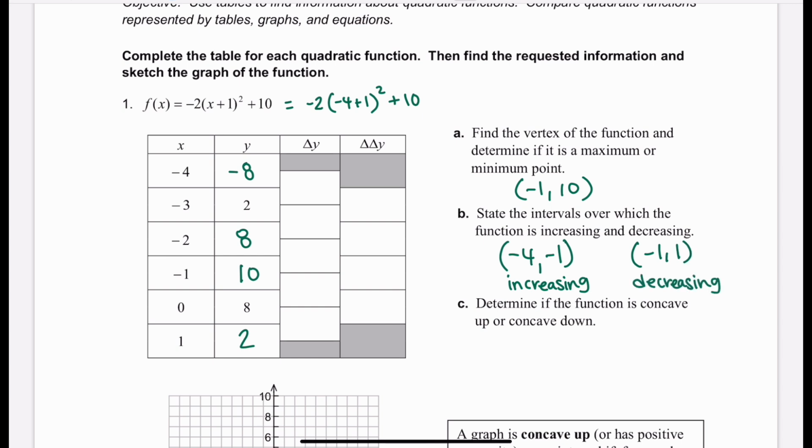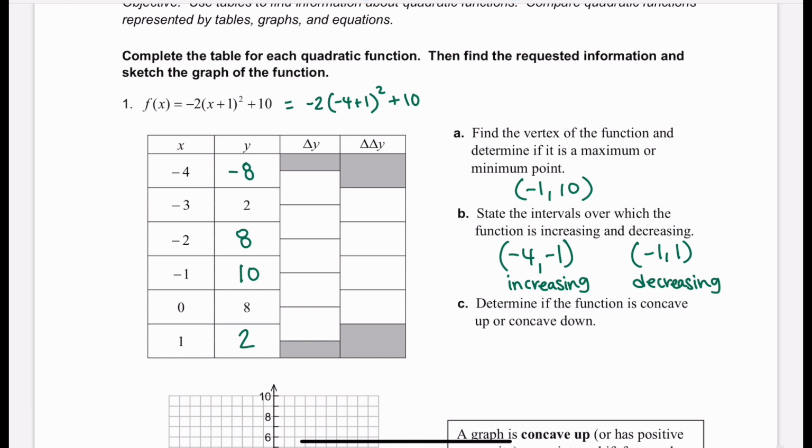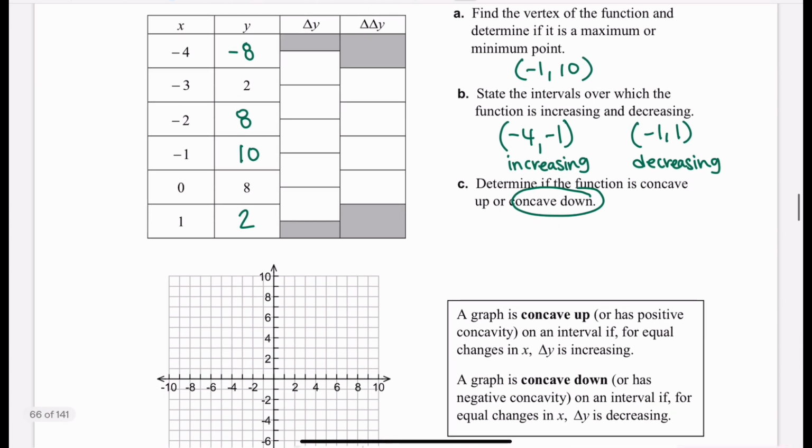Now, if I'm looking at this equation, the negative means that it is pointing down. So this would be a concave down function. But if you had just the table, you could find this out because it's increasing first and then it's decreasing second. So that would be a concave down function. So let's go ahead and we're going to graph these.